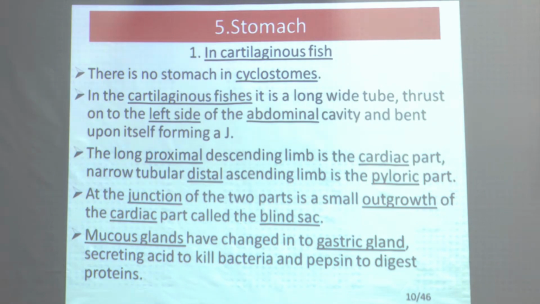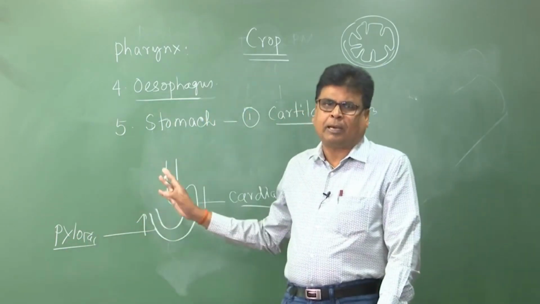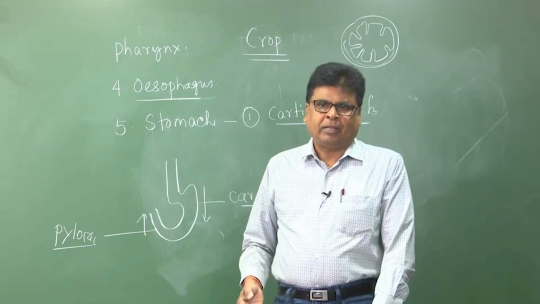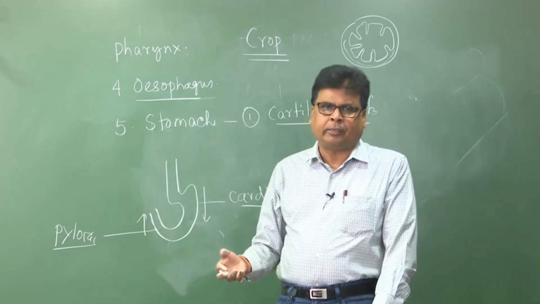a small outgrowth of the cardiac part is present, called the blind sac. Again, mucous glands have changed into gastric glands. That means inside the wall there are mucous glands, and these have changed into gastric glands. The gastric glands secrete acid to kill bacteria and pepsin to digest protein. The mucous gland is converted to gastric gland, and the gastric gland itself secretes two juices.